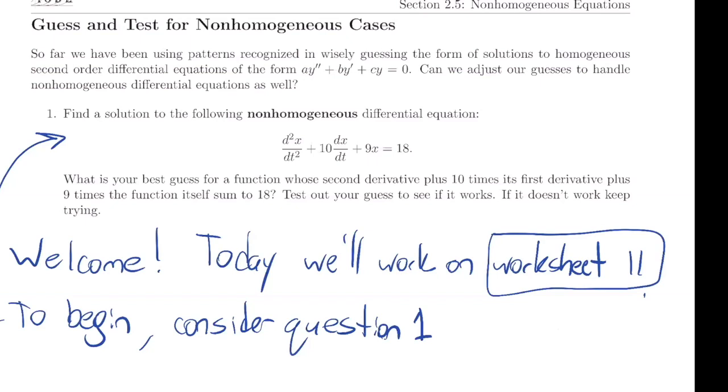So the plan for today is to continue working in chapter 2. We've been working with second order differential equations with constant coefficients, homogeneous. And then today we're going to take a look at what happens when we deal with the non-homogeneous case. So when we have some non-zero expression on the right side of the equation. So that's the plan for today.